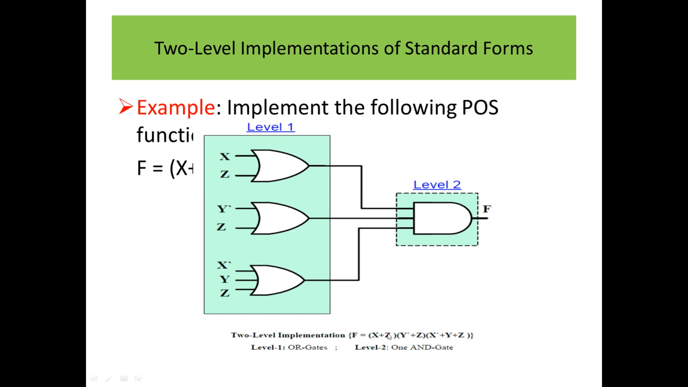You require a 2-input OR gate for X plus Z. How do you implement Y bar plus Z? Again a 2-input OR gate. Next, X bar plus Y plus Z needs a 3-input OR gate. In the first level we have OR gates, and in the second level we have an AND gate, ANDed together. So what have we implemented here? Product of sum terms. Any such expression can be implemented in two levels, level 1 and level 2. Right, students? This is an example of implementing product of sum terms.